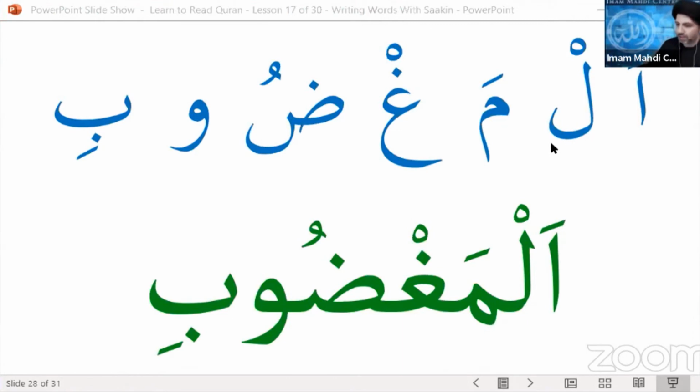So now we have a 7-letter word. We have alif with fatha followed by lam. So these two get pronounced as one syllable, al. Then we have mim with fatha, which is pronounced ma, followed by ghain with saakin. So you have to read these together. You connect and you say magh.